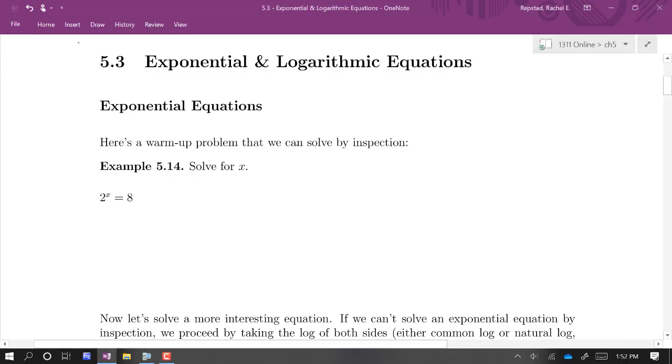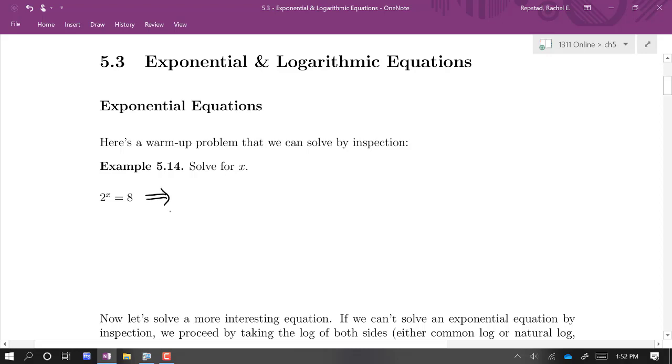All right, in this section we're going to learn how to solve some exponential and logarithmic equations. We're going to start with a pretty simple one. Let's say we want to solve this equation for x. 2 raised to the x power is equal to 8. This one we can solve really just by inspection.